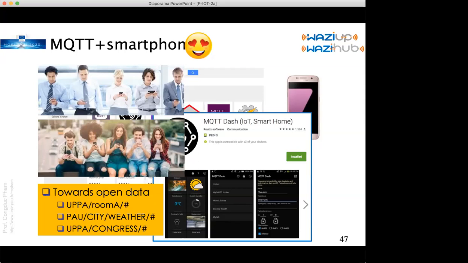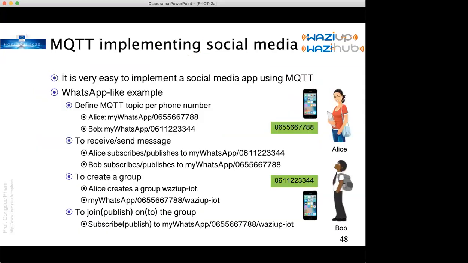So this is something very important to consider in the IoT ecosystem. And now I just want to mention how important this model is, because you may use a lot of social media. You may use, for instance, WhatsApp. It's so easy to build a WhatsApp-like application using MQTT.